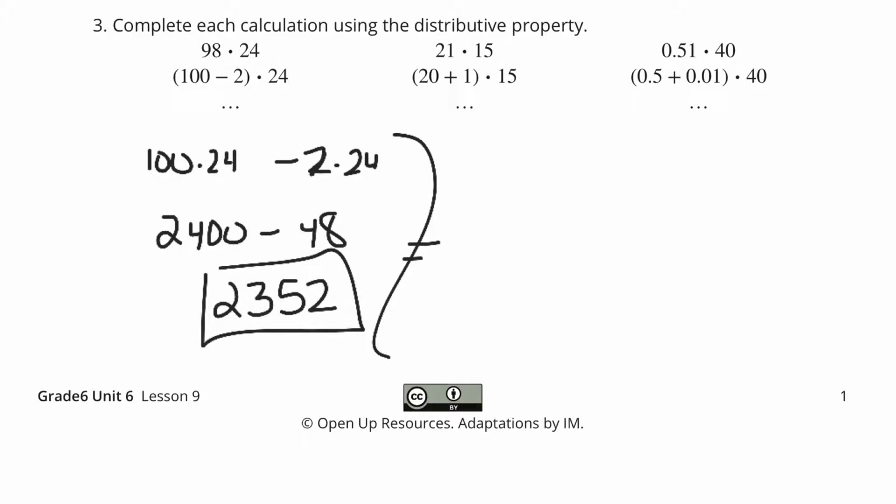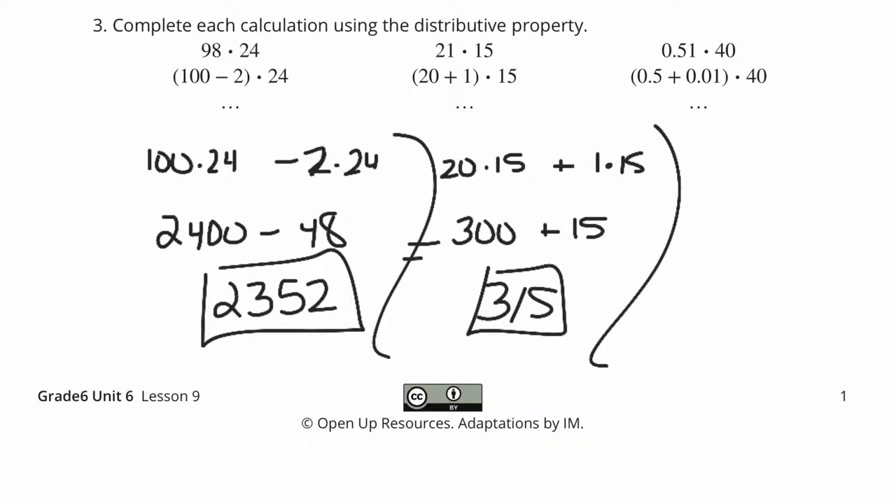Our next question for 21 times 15 asks us to take 20 plus 1, then times 15. Okay, so that's going to be 20 times 15, then plus 1 times 15. 20 times 15 is 300, plus 15, we end up with 315.